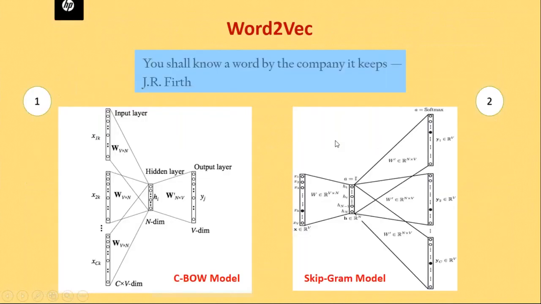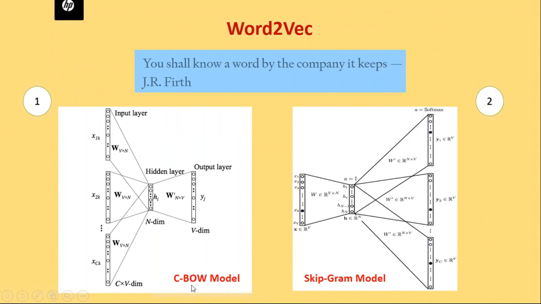So the next progression with respect to the statistical models is word2vec. Here word2vec is not a statistical model. Here we are representing each and every word as a word representation without considering the frequencies or the counts. So word2vec has two models, which are the CBOW model and the skip-gram model.